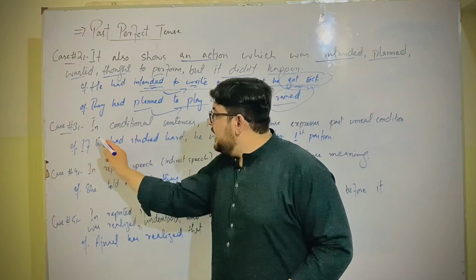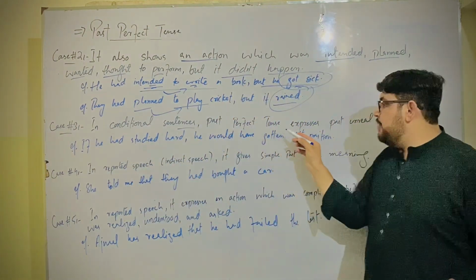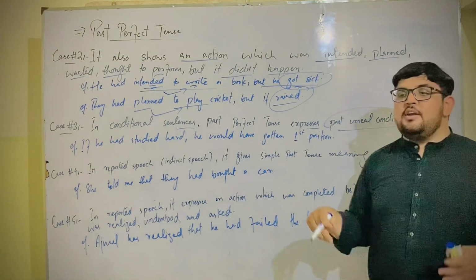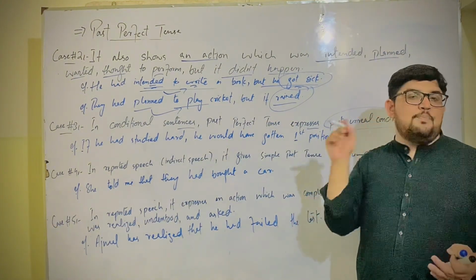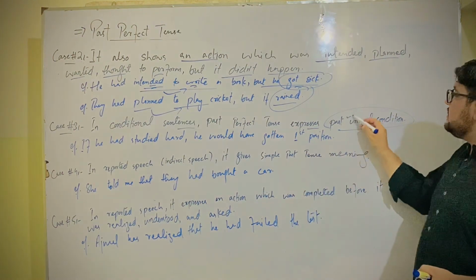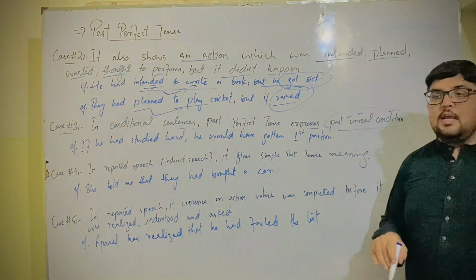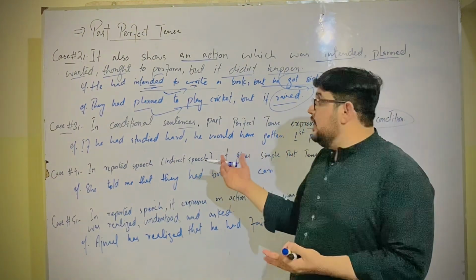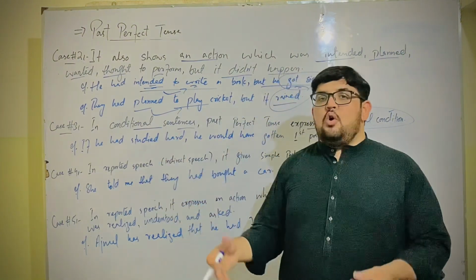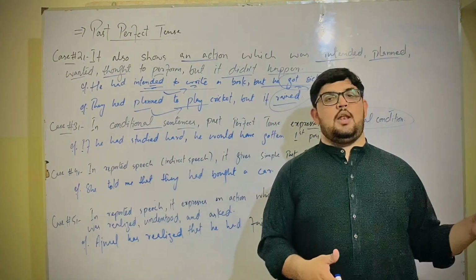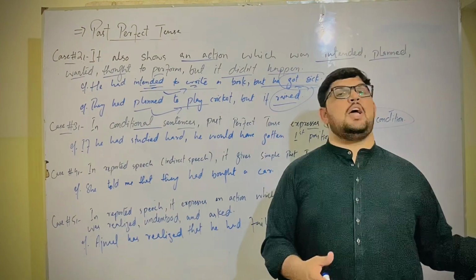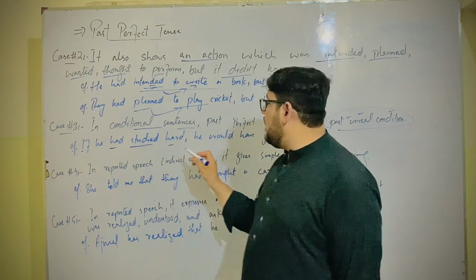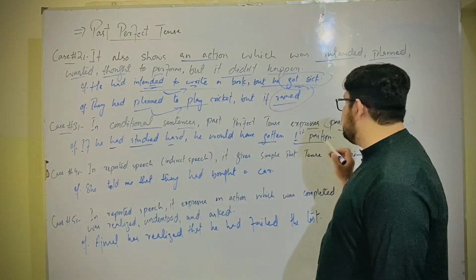The third is in conditional sentences, past perfect tense expresses a past unreal condition. Conditional sentences in the past perfect tense show a past unreal condition or a past unreal result. It shows such an action in conditional sentences which was unreal in the past, or even impossible to happen in the past. Like, if he had studied hard, he would have gotten first position.